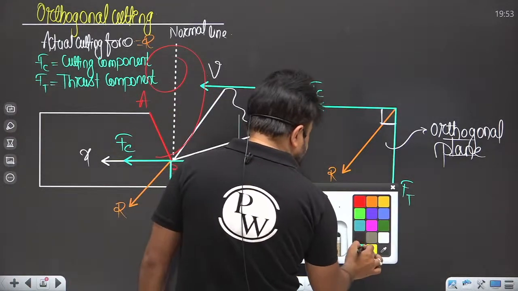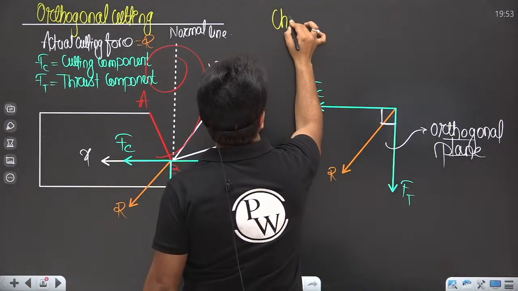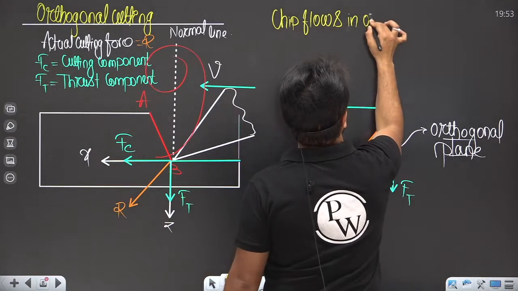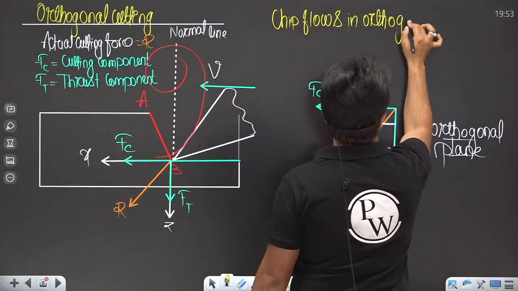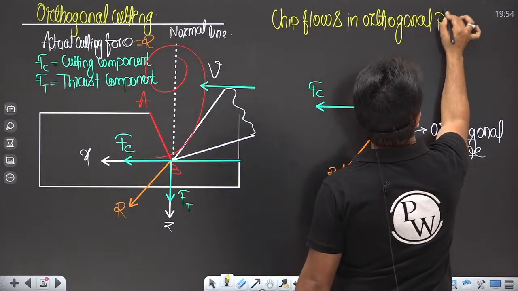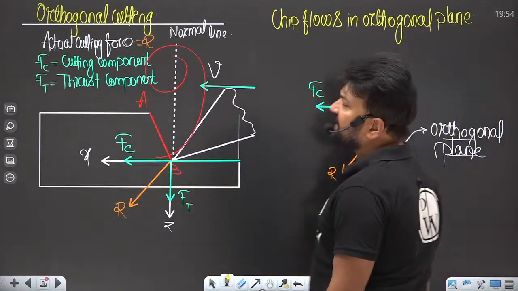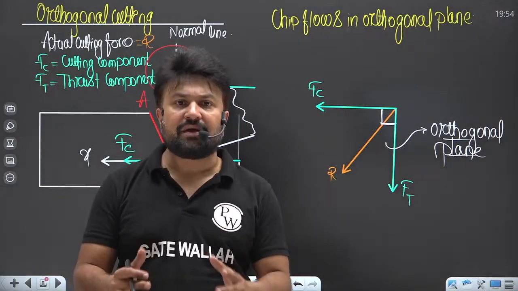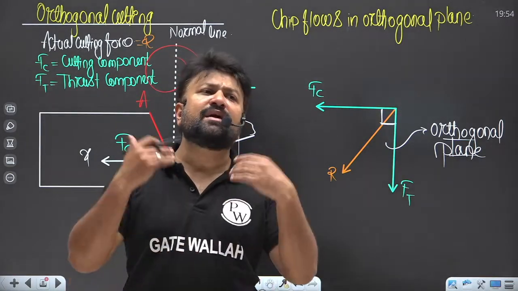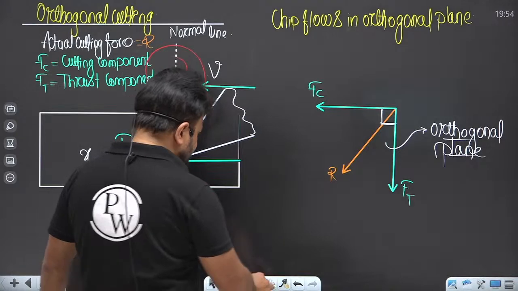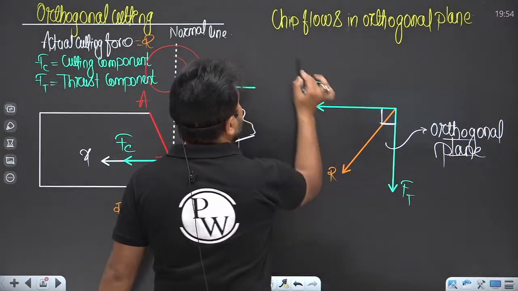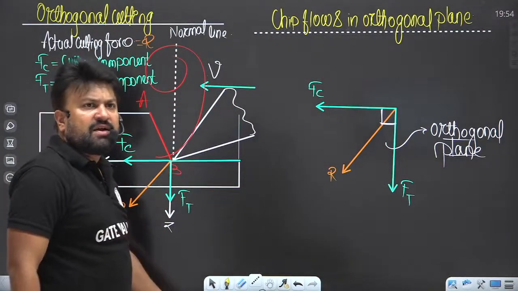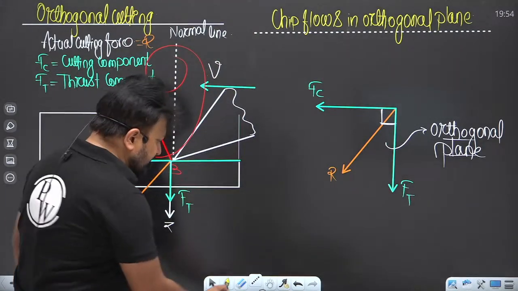One more important condition is that the chip flows in the orthogonal plane. These are some important assumptions. There are various assumptions, and these are the important ones which are not easy to understand. There is one more assumption which is not very important. You can read your books, but this is an important assumption which I explain here. So the chip always flows in the orthogonal plane, my dear. So this board plane is basically an orthogonal plane.